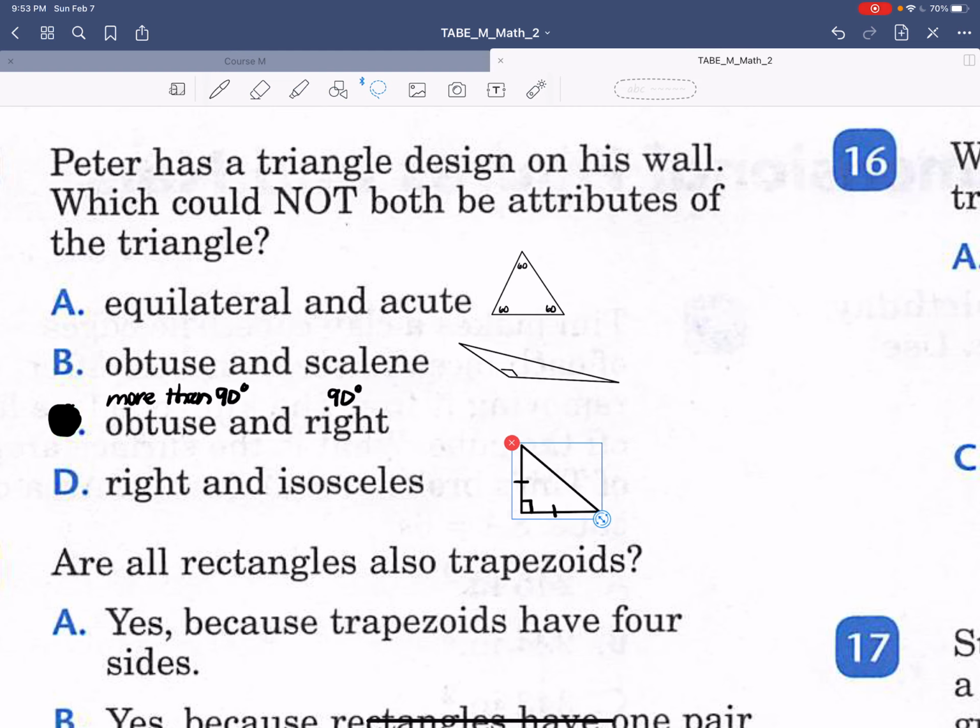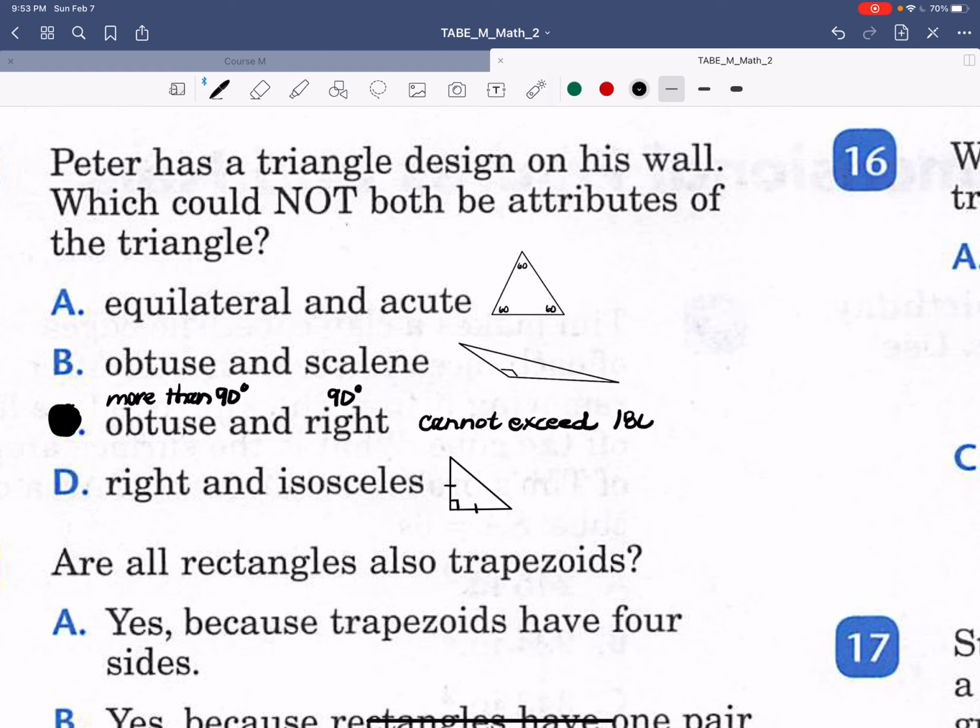Here's another reason on C. A triangle cannot exceed 180 degrees. So if obtuse is more than 90 and right is 90, 90 plus 90 is 180. So you can't go more than that. You can't have obtuse and right in the same triangle.